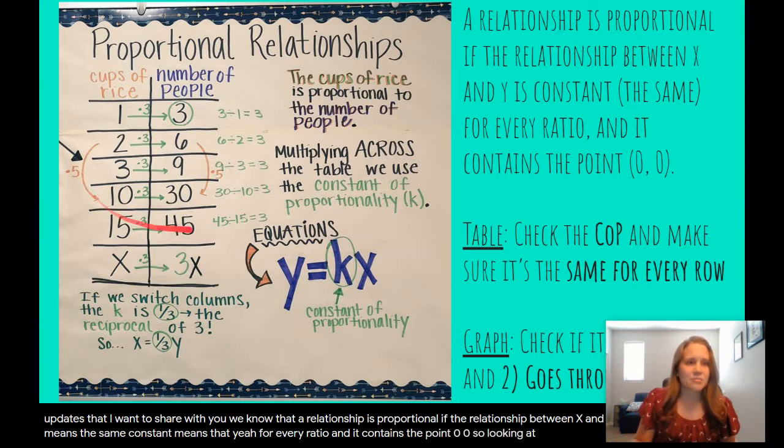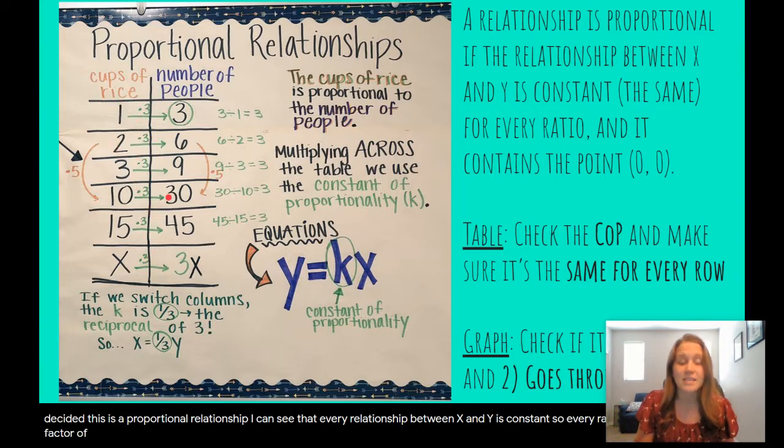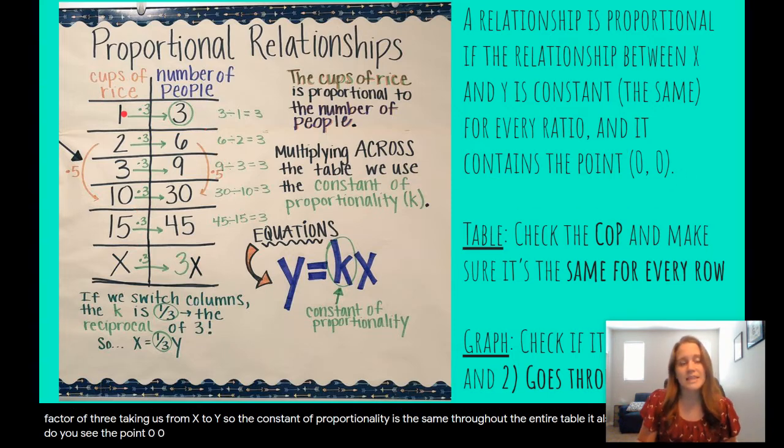So looking at this ratio table here, we've already decided this is a proportional relationship. I can see that every relationship between x and y is constant. So every ratio in the table has that factor of 3, taking us from x to y. So the constant of proportionality is the same throughout the entire table. It also contains the point 0, 0. Do you see the point 0, 0 in this table?